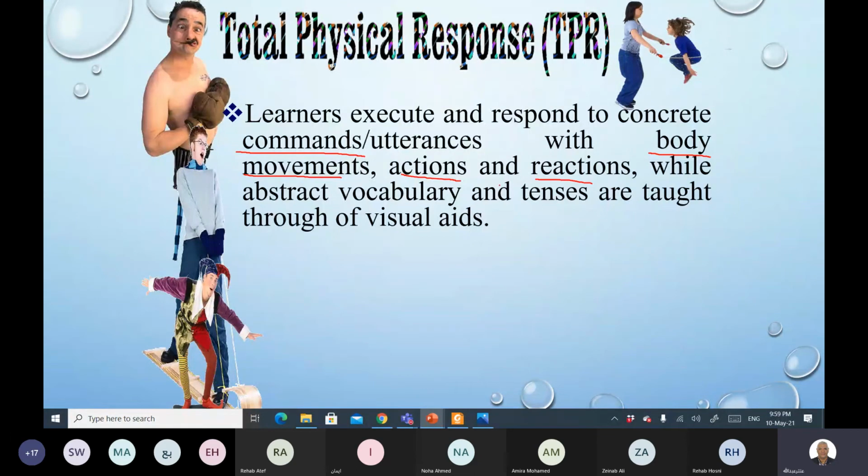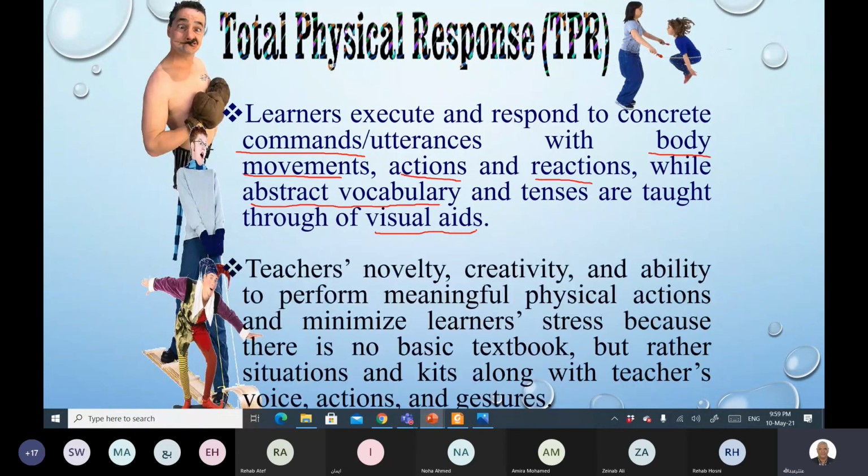طيب وبالنسبة للابستراكت vocabulary زي freedom مثلا وزي important, they are taught through the visual aids if they are available. The teacher should have novelty, creativity, innovation, and the ability to perform the meaningful physical actions. المدرس اللي يقعد على الكرسي بس ويتكلم مش هينفع في الطريقة دي. The teacher should be able to move around, to play, to make actions, in order to minimize the students' stress.